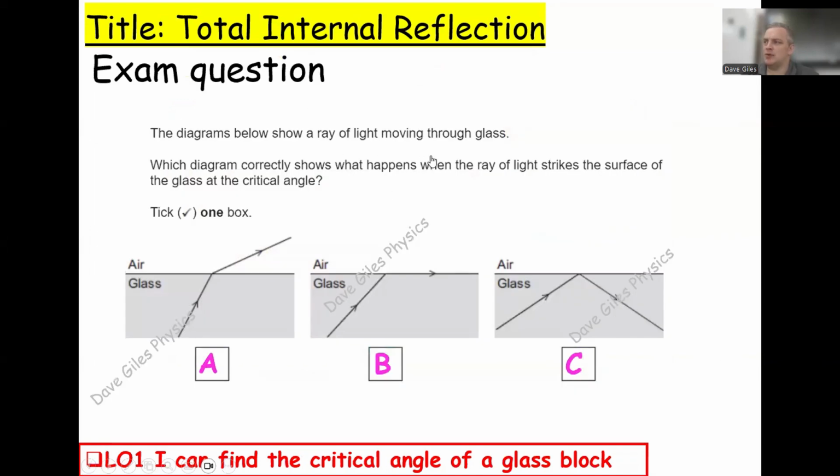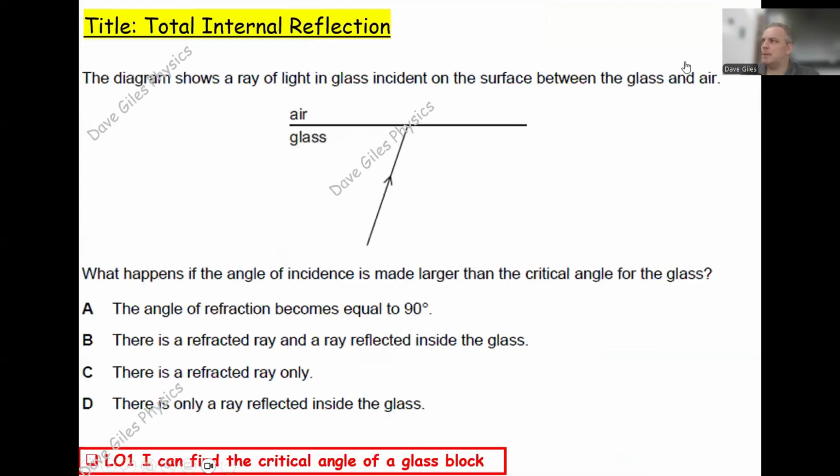The diagram below shows a ray of light moving through glass. Which diagram correctly shows what happens when the ray of light strikes the surface of the glass at the critical angle? Well, it's the one I said earlier was a little bit hard to get, but it's going 90 degrees across the glass block, so it's B. The diagram shows a ray of light in glass incident on the surface between the glass and air. What happens if the angle of incidence is made larger than the critical angle for the glass? If it's made bigger than the critical angle, then you only have reflection. So the answer is D.